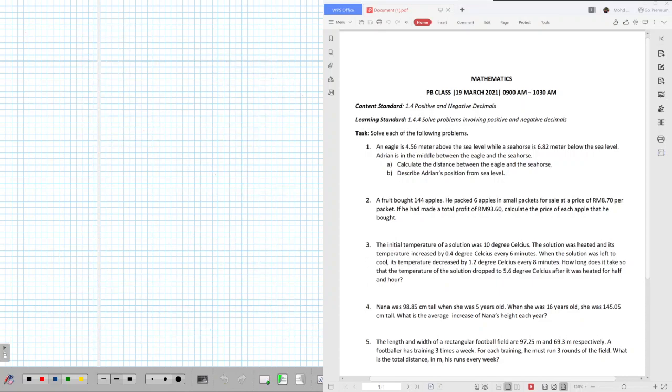The next one is about the fruit. There's a mistake in the question here. You can see "a fruit bought 144 apples." It is not a fruit actually, it is a person, someone. Now I just realized, so there's a mistake in the question. "A fruit bought", we assume it is a person.